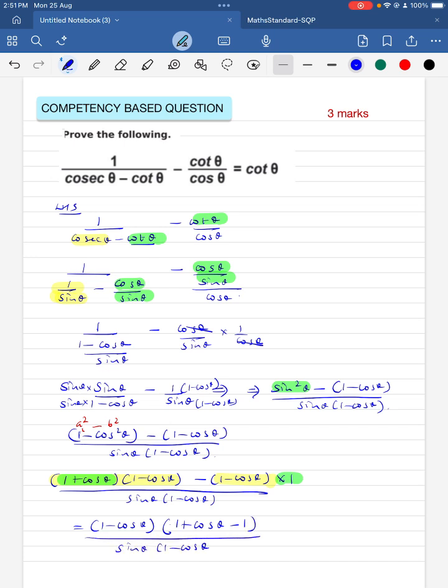cos theta. Now I can cancel away 1 minus cos theta and I can cancel away 1 and I would have cos theta by sin theta which is equal to cot theta. So now that is equal to the right hand side. So therefore the LHS is equal to RHS.